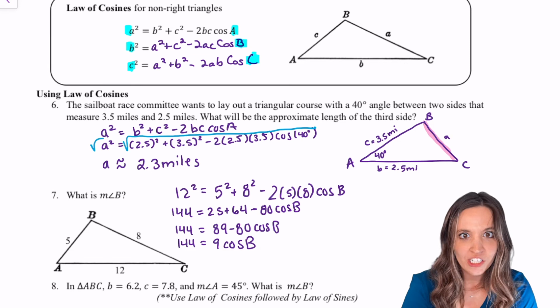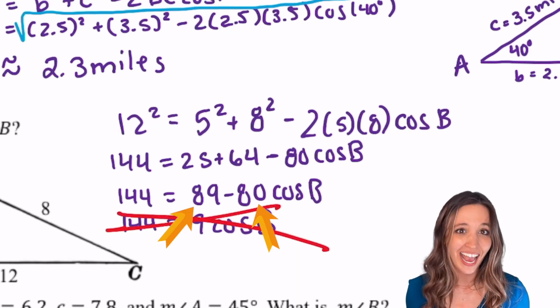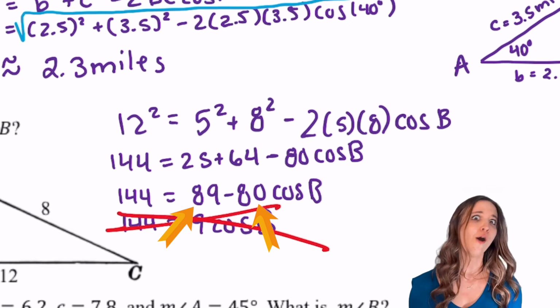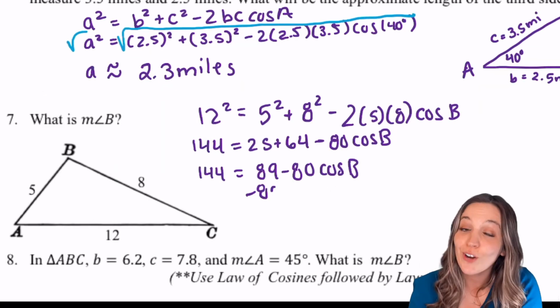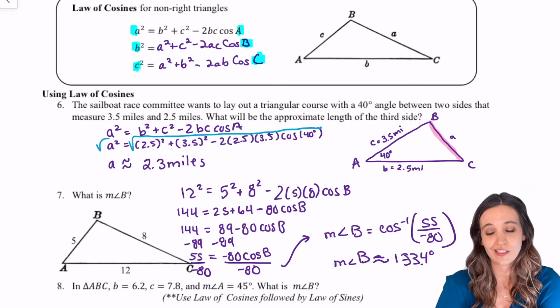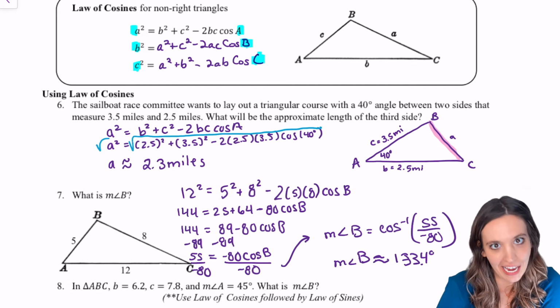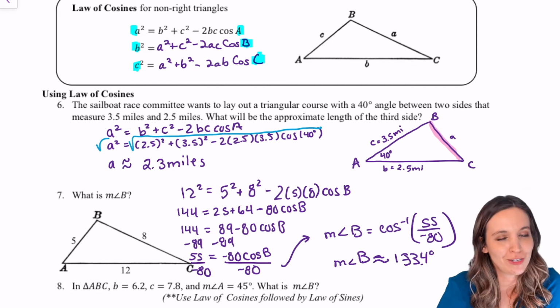Did you do what I just did? That is so wrong! Can I do 89 minus 80 cosine B? No, those aren't like terms. So let me subtract that 89 first, then divide by that negative 80 in front of my cosine B. Arc cosine of 55 divided by negative 80 is about 133.4 degrees for the measure of angle B.